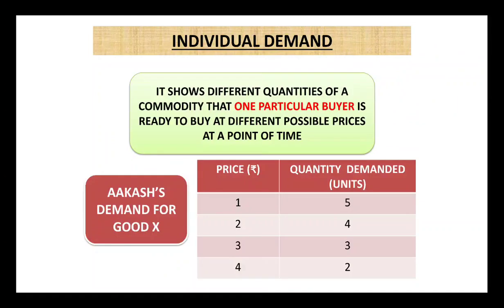Now the next term is your individual demand. Individual demand particularly talks about one buyer, one firm. So this is actually representing what a particular buyer is demanding with the respective prices, their respective quantity demanded. So we can say that Akash's demand for good X is the following. So we are talking about one particular buyer only, right? So there will be different quantities of the commodity with different prices, but for one buyer only.